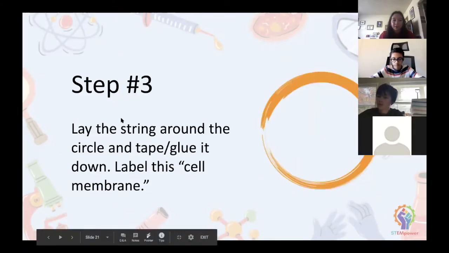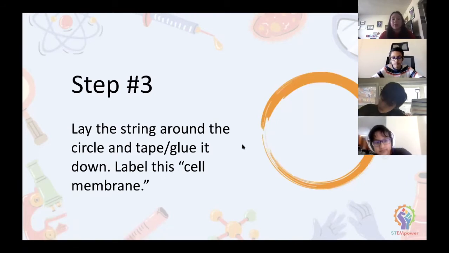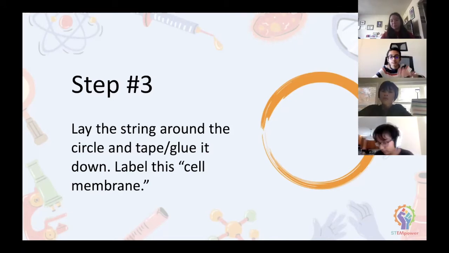So we're going to lay a string around it, or you can use a marker, a different colored marker, and you're going to label this the cell membrane. Why do you think the cell membrane is going on the outside? Why don't we put this as another organelle on the inside? Any guesses? Roshan? Because it's the membrane of the cell, so it surrounds the cell. Yeah, it surrounds the cell, and we have to protect our cell, and we don't really do much protecting if we're just floating around with all the other organelles, right? We have to be on the outside.